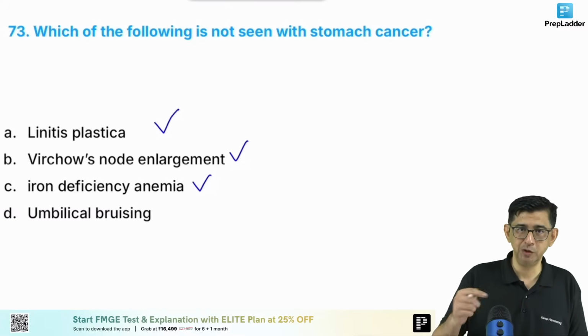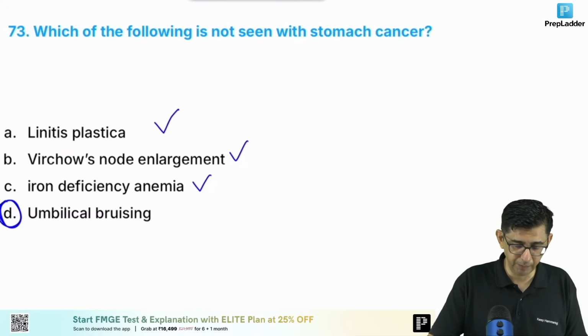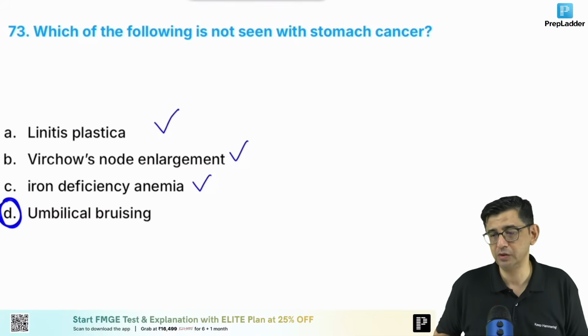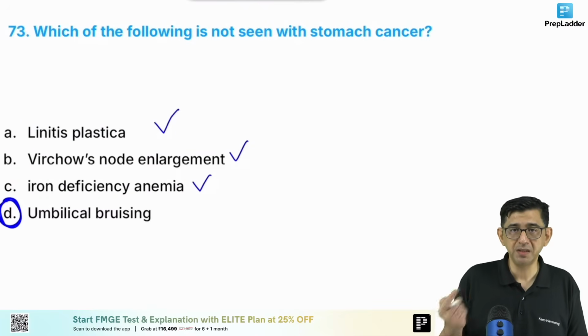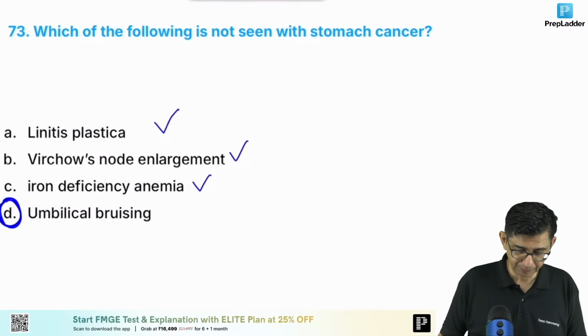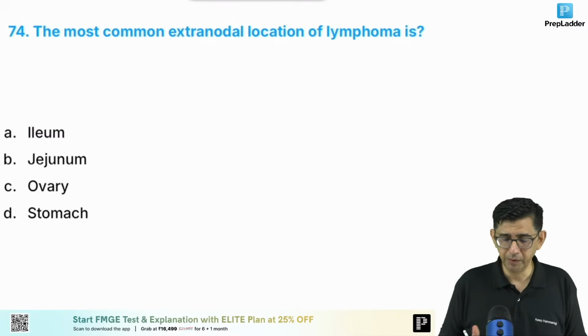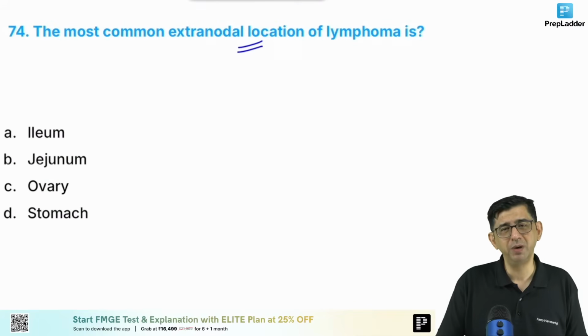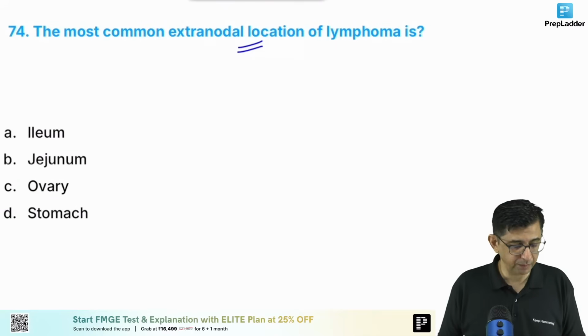The cancer can spread and involve the umbilicus, so we get a Sister Mary Joseph nodule, but we don't have umbilical bruising. The correct answer for this question is option number D. Umbilical mass can be present, that is Sister Mary Joseph nodule, but it's not umbilical bruising. So a question with overlap from surgery, I can say. The commonest extranodal location of lymphoma, this I discussed in the first line only. That pancreatitis bruising part is perfectly fine.